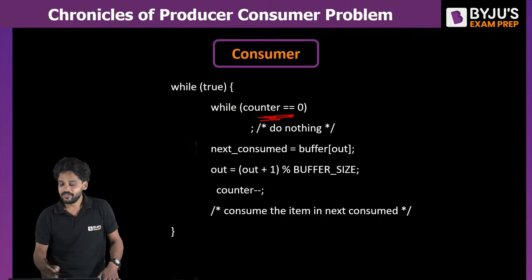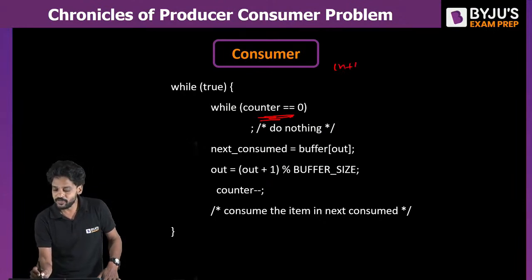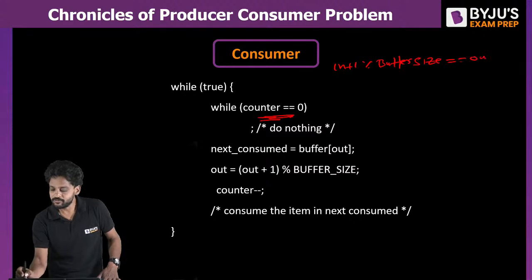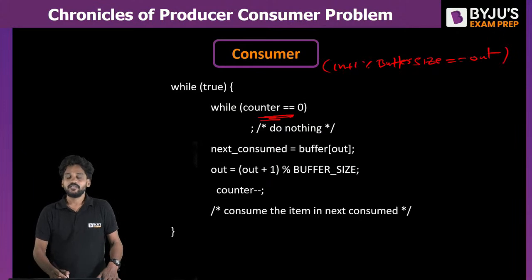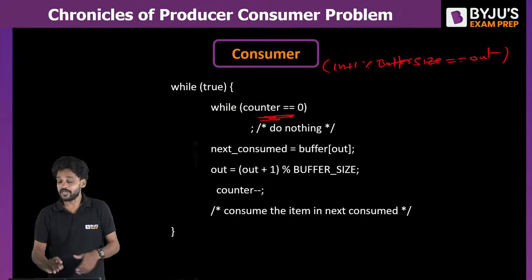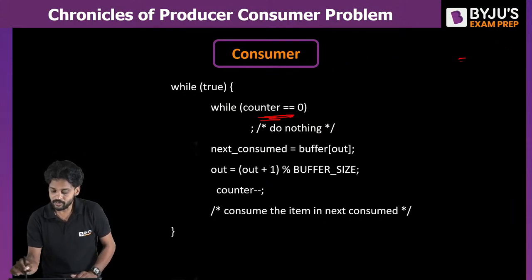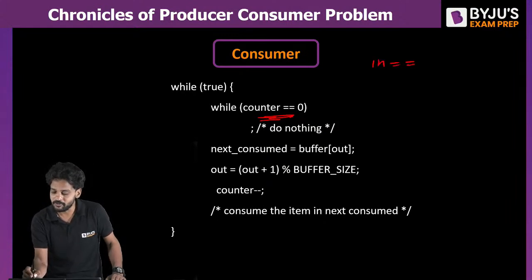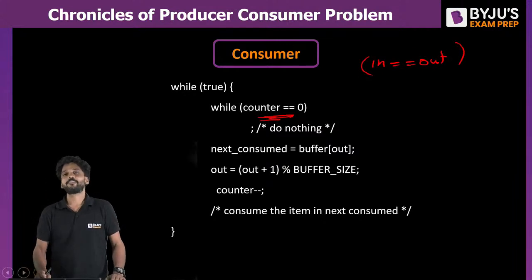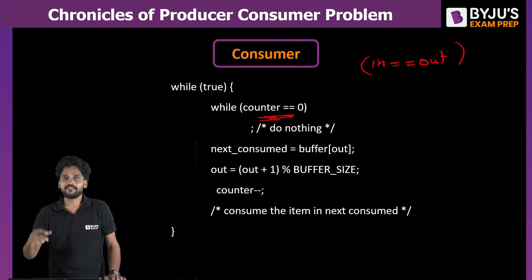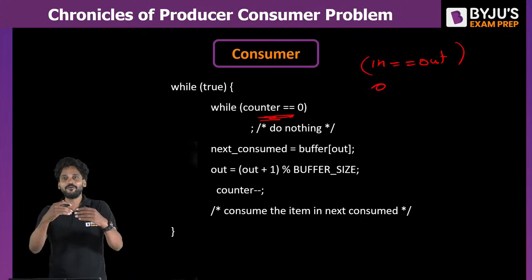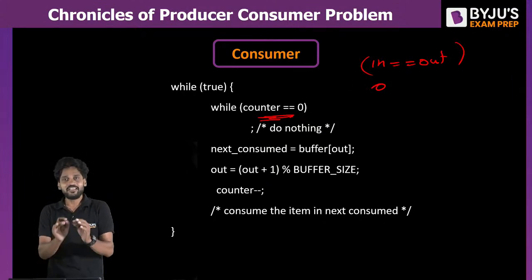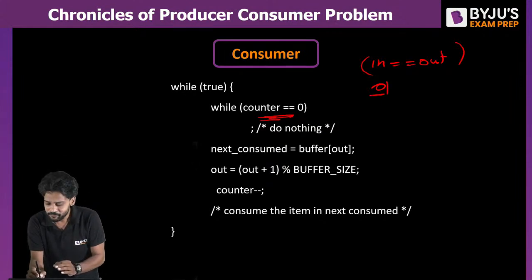Understand carefully. My question is, can we still use in plus 1 mod buffer size equal to out? We can't use this at all. Even now we can't use in plus 1 mod buffer size is equal to out. I'm talking about a consumer, right? In the earlier case, we used a different condition for the producer, that is counter equal to the buffer size. Now for the consumer, can we use in equal to out? No. In and out will be equal in 2 cases. That is, right after the complete production, it will come back to 0, right? Even before any item is produced, think carefully and sensibly. Even before any item has been produced, in will be equal to 0.